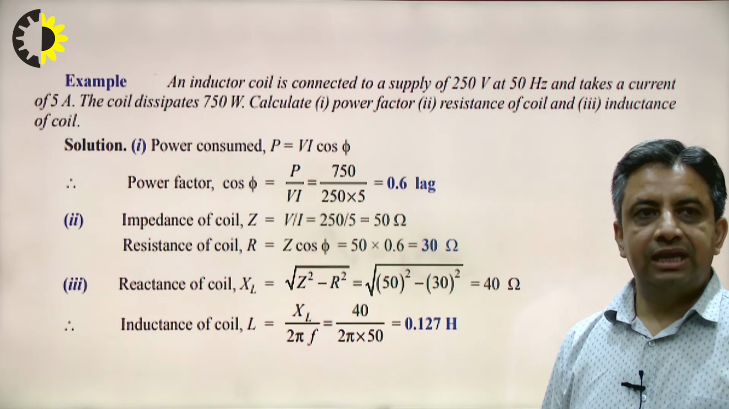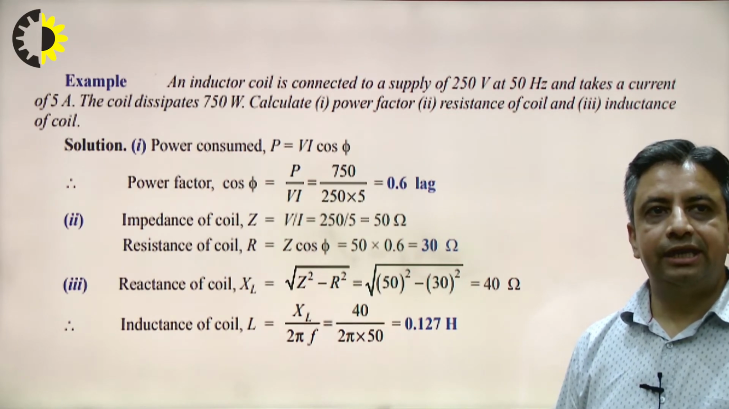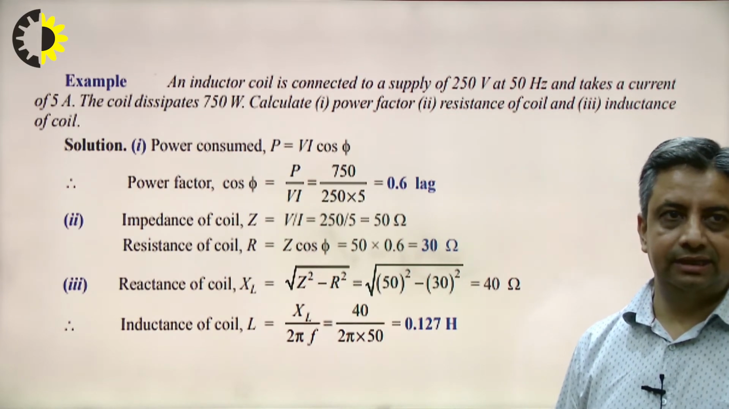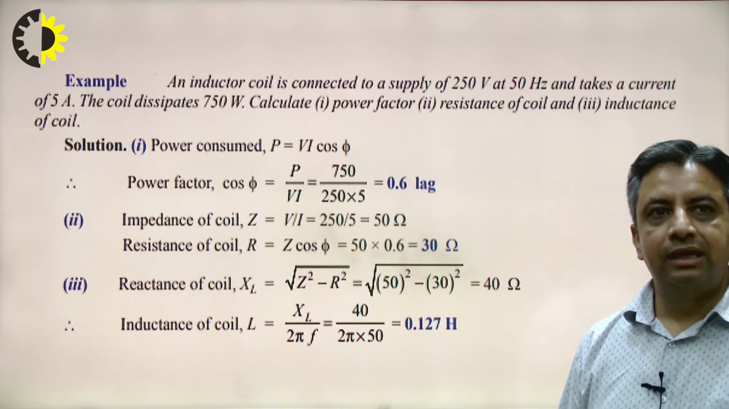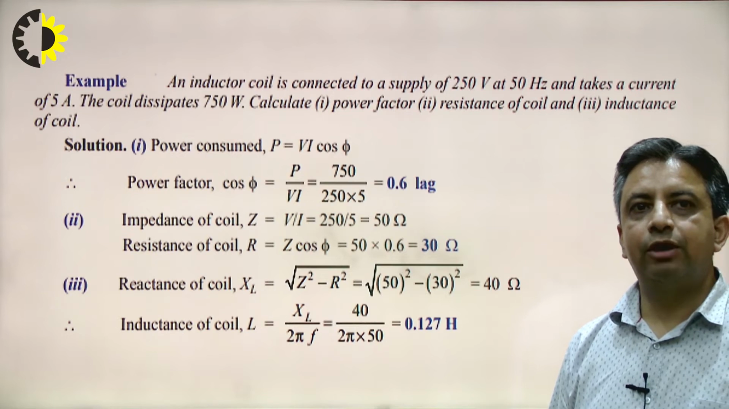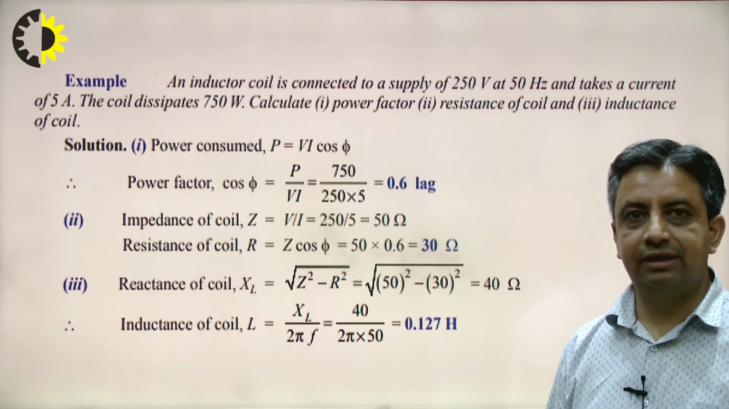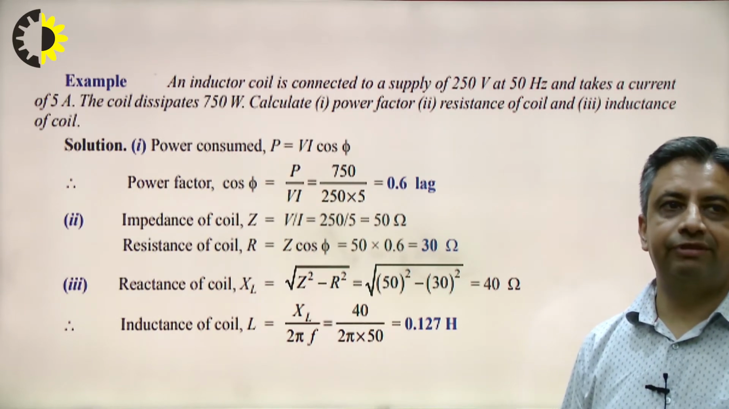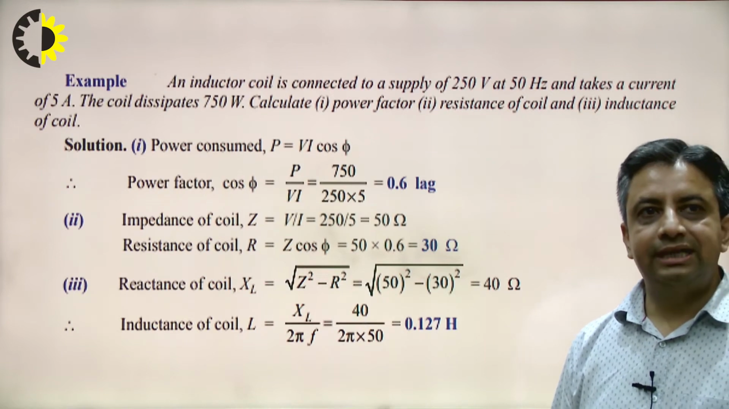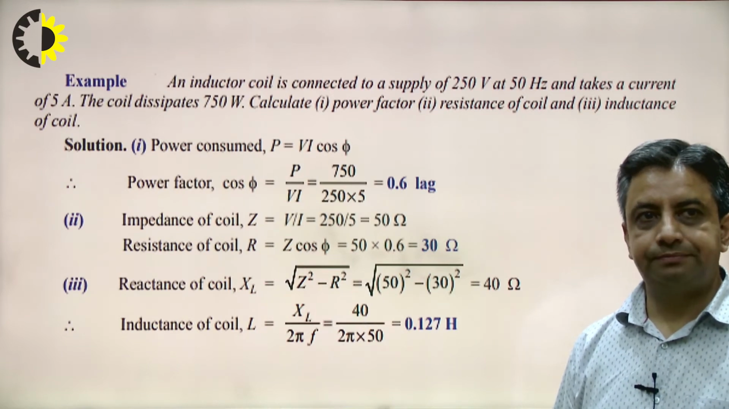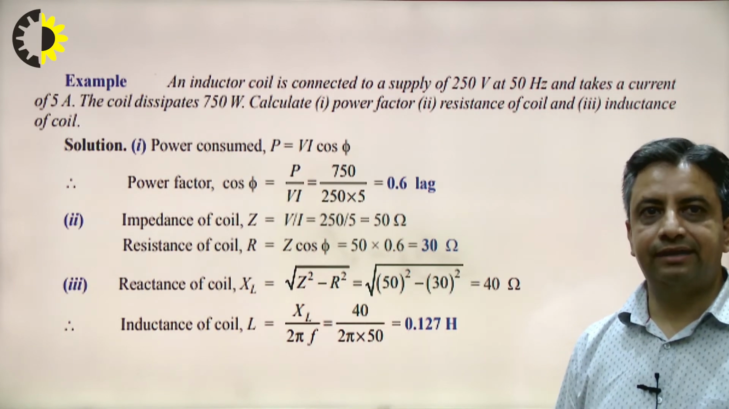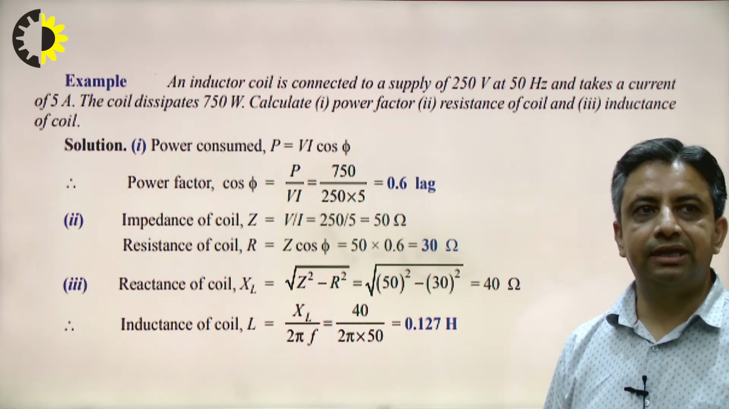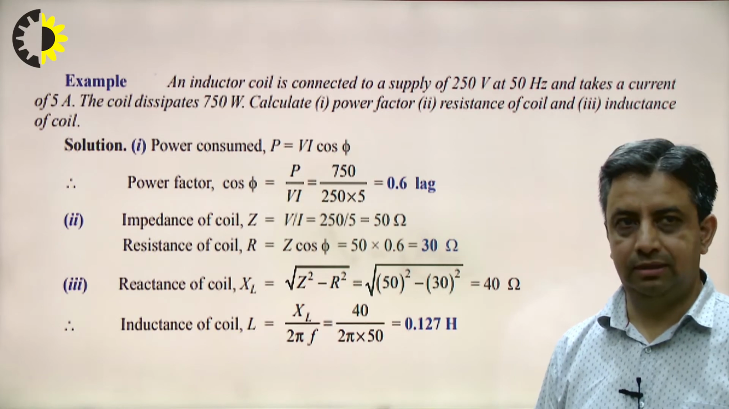Now let us try to solve one numerical related to this RL series circuit. The question is, an inductor coil is connected to a supply of 250 volt at 50 hertz and takes a current of 5 ampere. The coil dissipates 750 watt. Calculate first part power factor, second resistance of the coil, and the third is inductance of the coil.